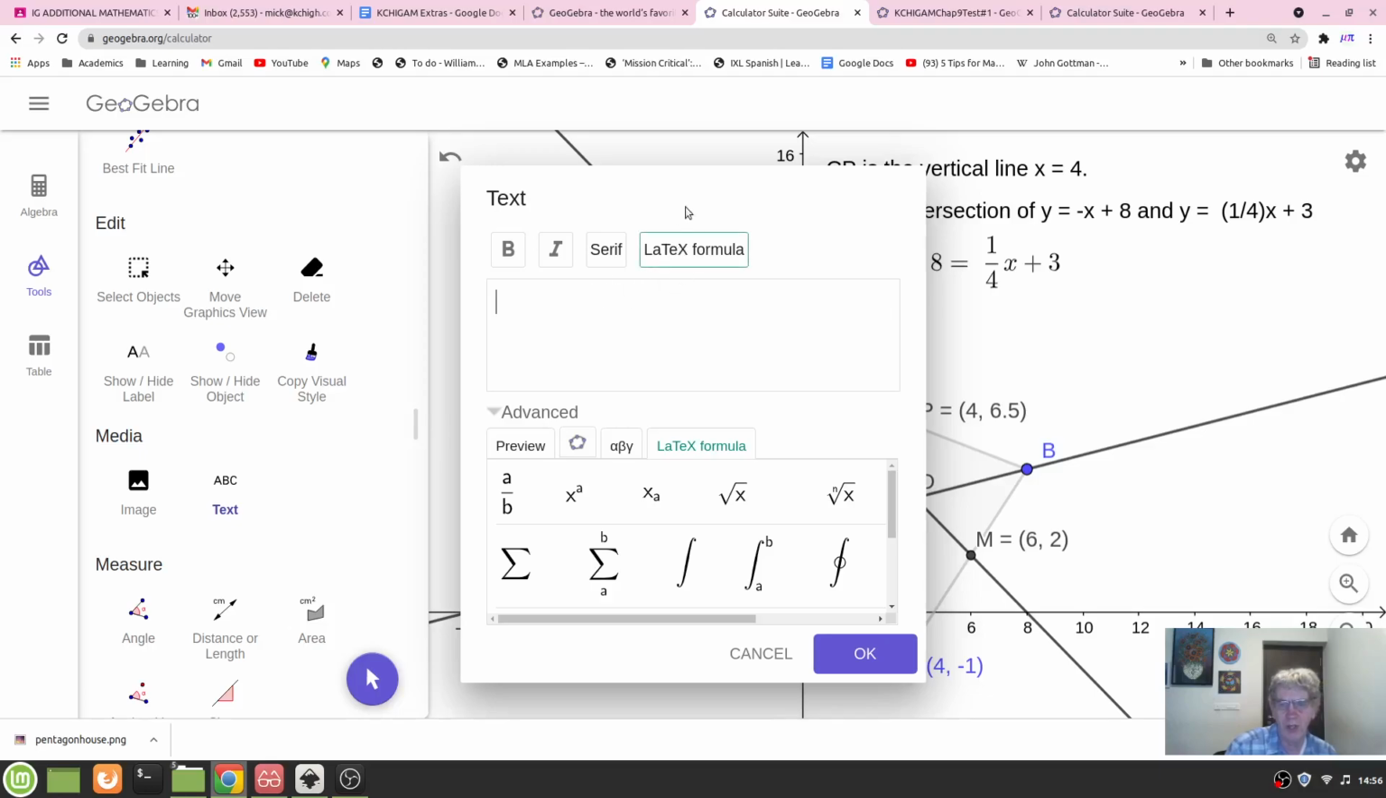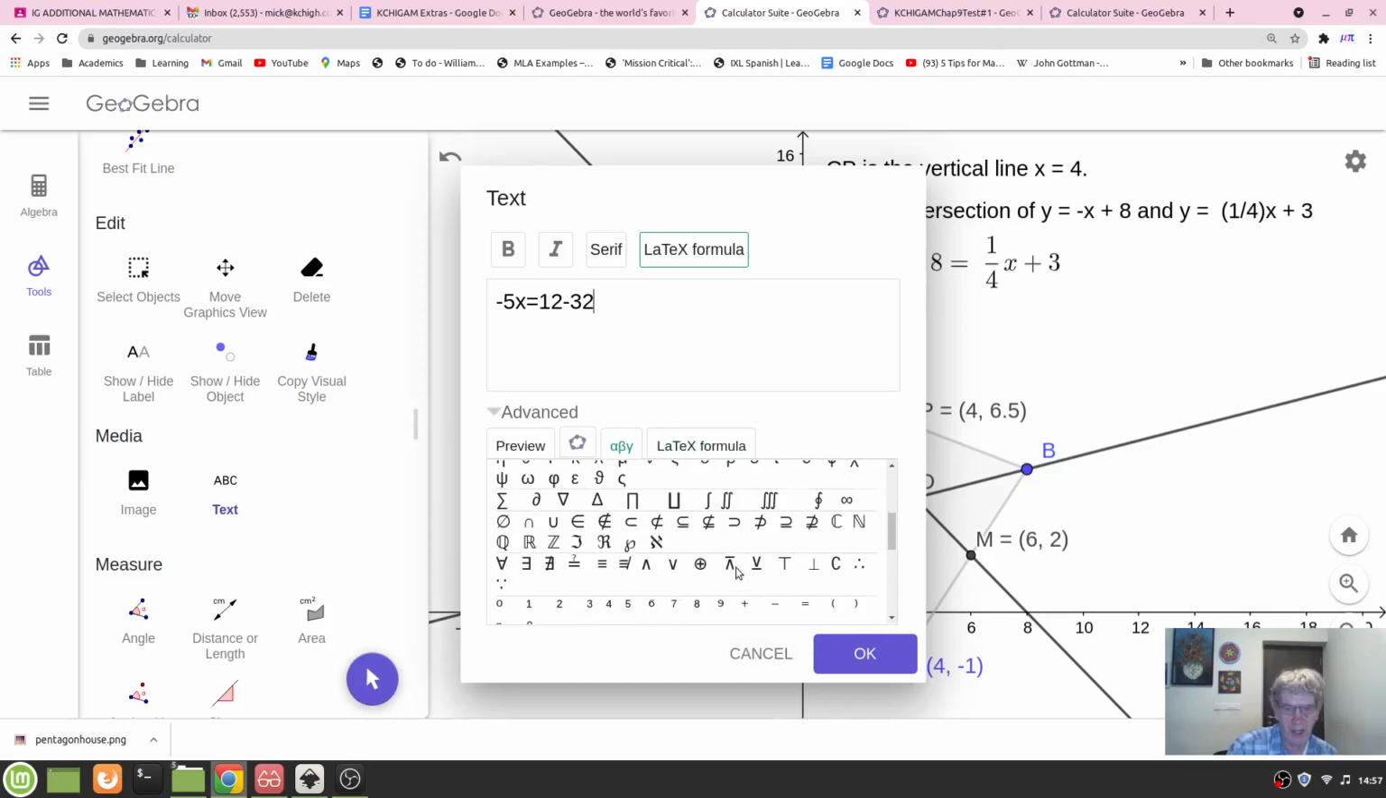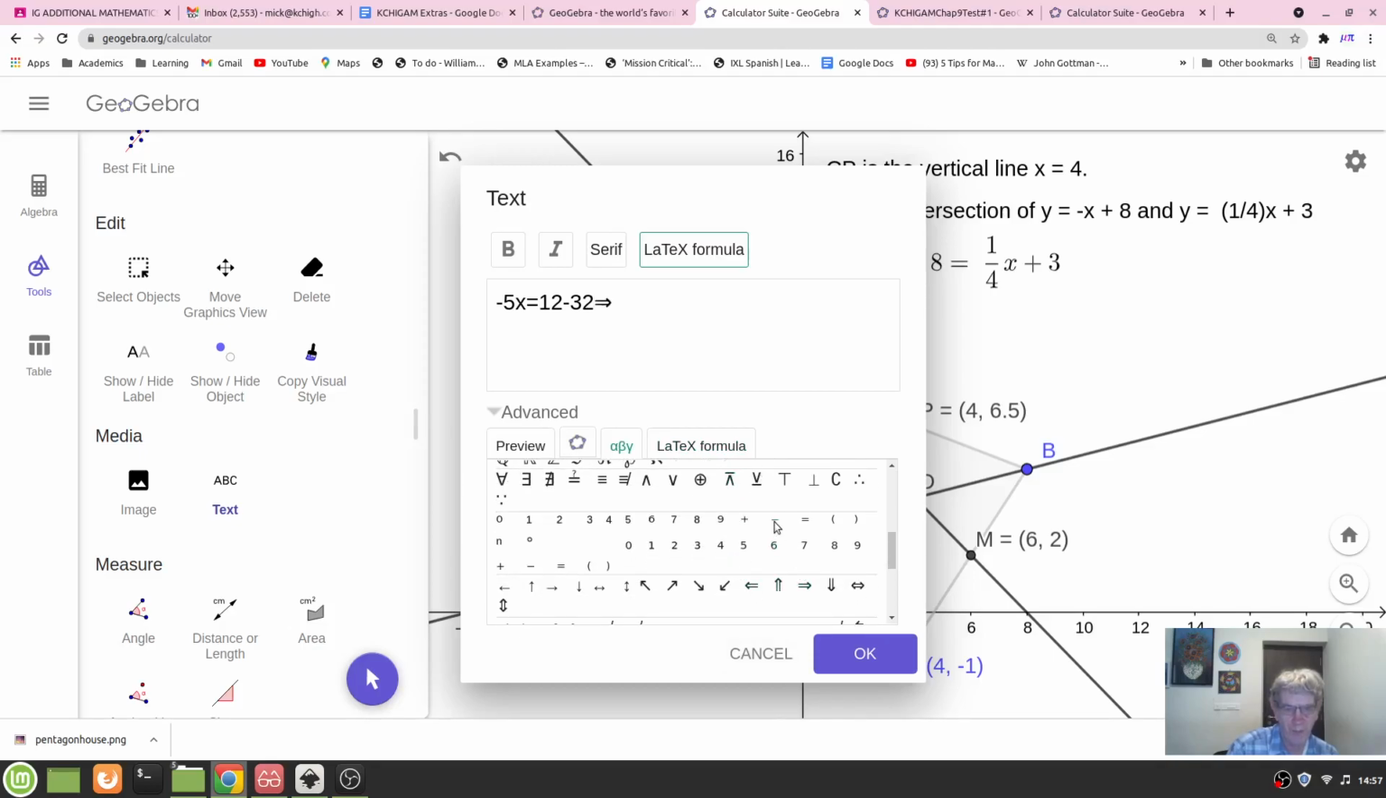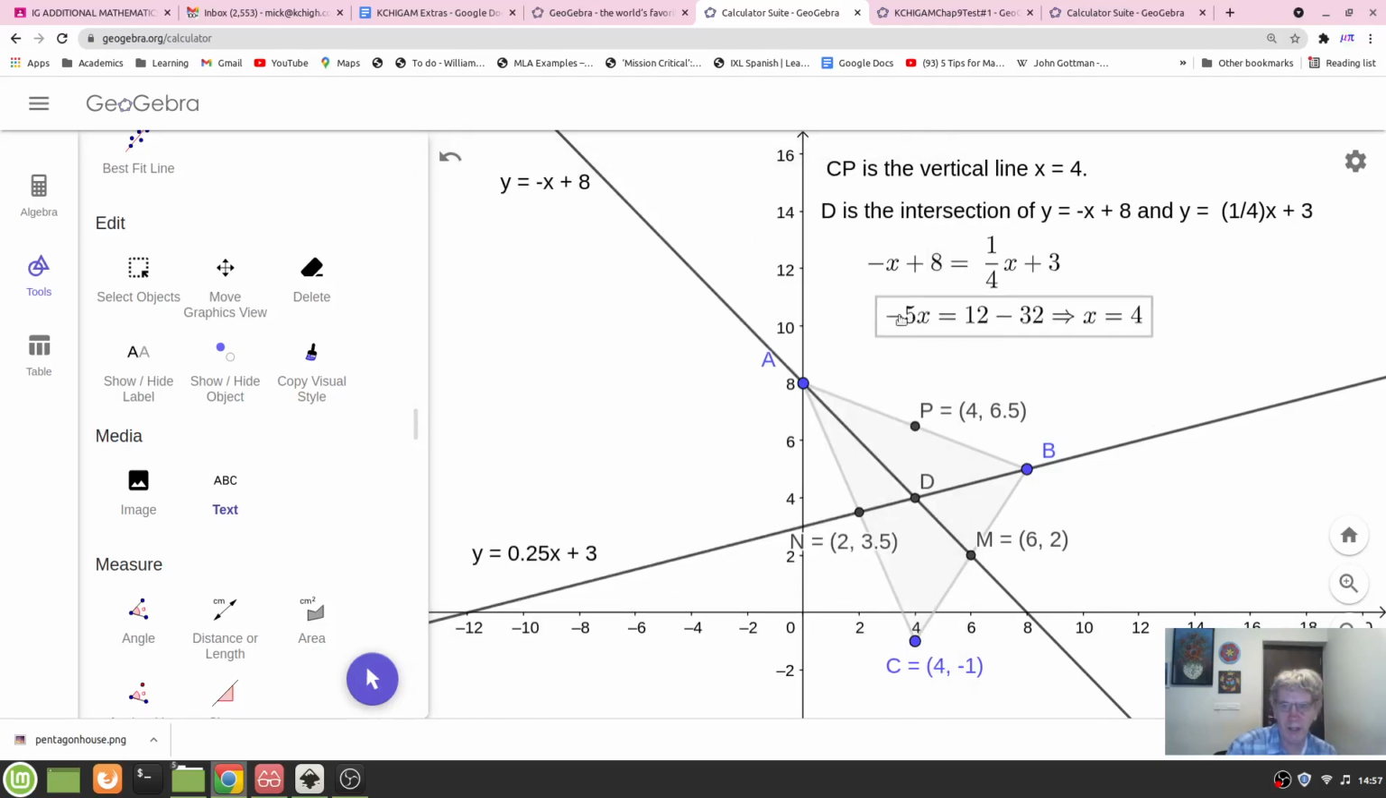Now I'm going to multiply both sides by 4, and then I'm going to get minus 4x minus x, so I'm going to have minus 5x equals, and then I'm going to have 3 on the right times 4 is plus 12, minus 32, which implies that x equals 4. Okay? x equals 4, so that looks okay.